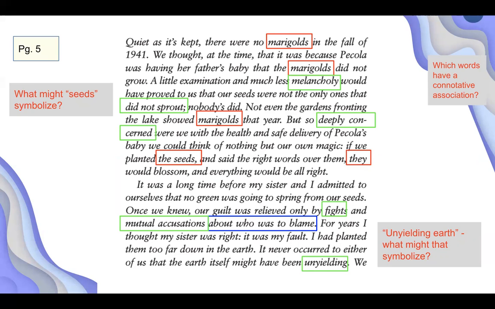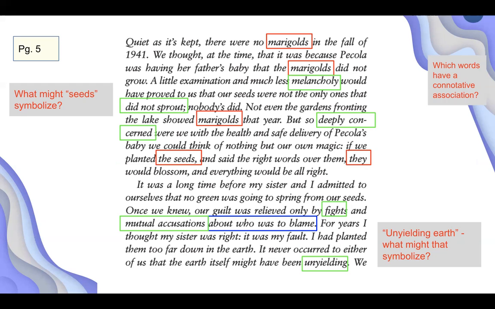Quiet as it's kept. There were no marigolds in the fall of 1941. We thought at the time that it was because Pecola was having her father's baby, that the marigolds did not grow. A little examination and much less melancholy would have proved to us that our seeds were not the only ones that did not sprout. Nobody's did. Not even the gardens fronting the lake showed marigolds that year. But so deeply concerned were we with the health and safe delivery of Pecola's baby, we could think of nothing but our own magic. If we planted the seeds and said the right words over them, they would blossom and everything would be all right.